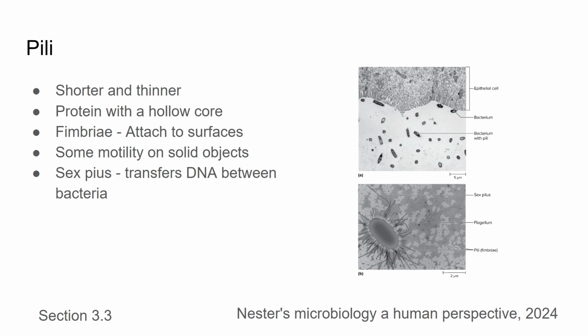Some pili can give it mobility when they're on solid objects. And the last type of pili is a sex pilus. This transfers DNA from one bacteria to another. This can help share important genes that can keep the bacteria safe in the future and thrive.